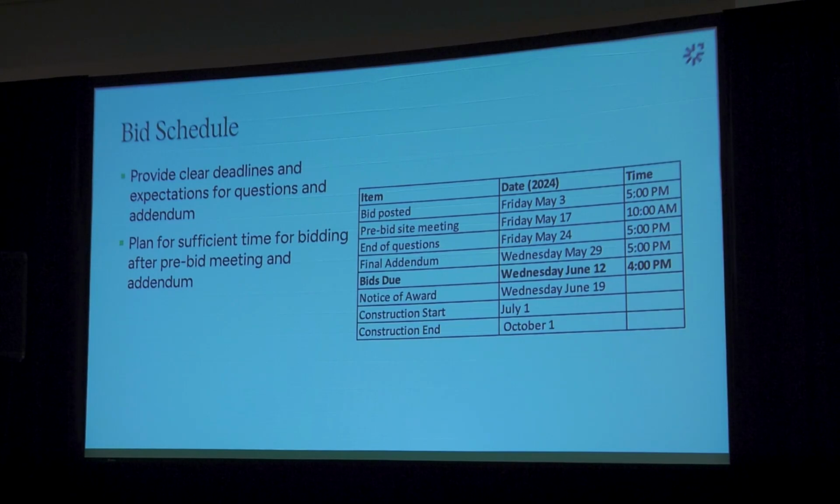July 1st is a typical in-stream work window start. Sometimes we've had projects start before that with mobilization and out-of-water work. So depending on the schedule, it could start before that. And then construction end often October 1st or shortly after. Again, it's constrained typically by the in-water work window. So that'll depend on regulatory requirements and such.